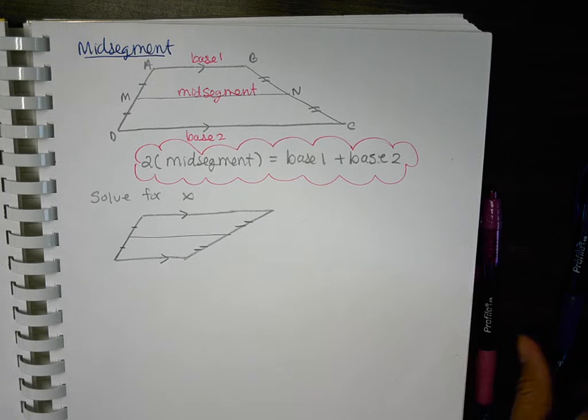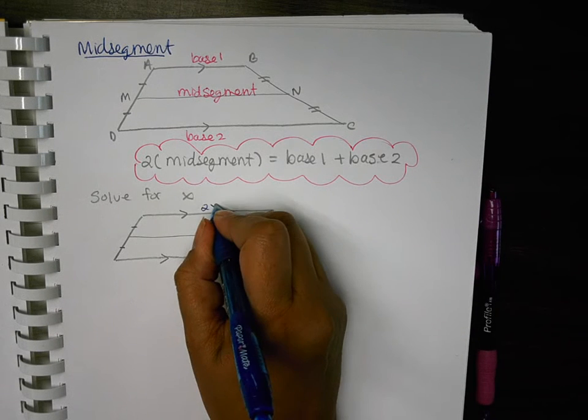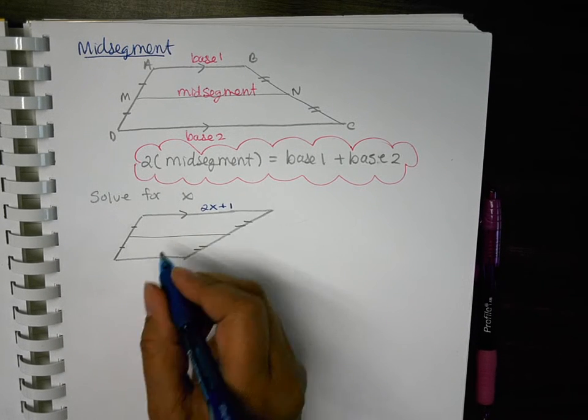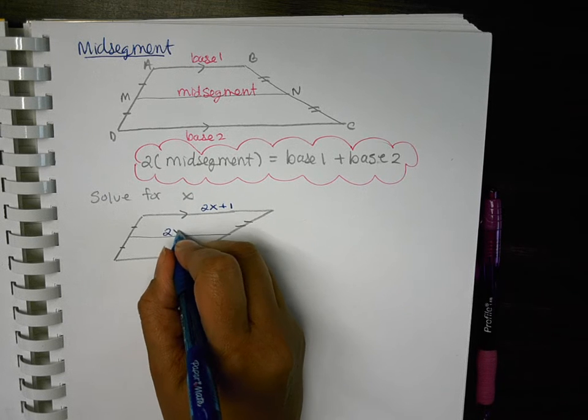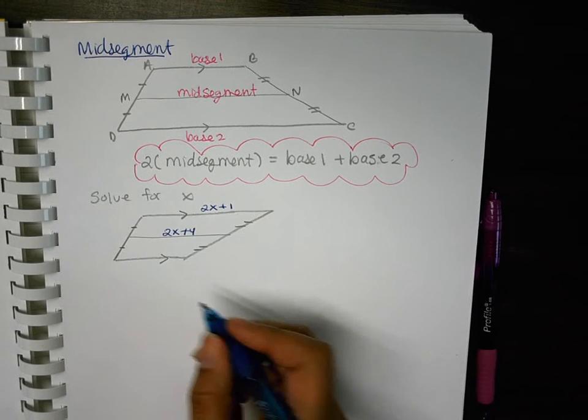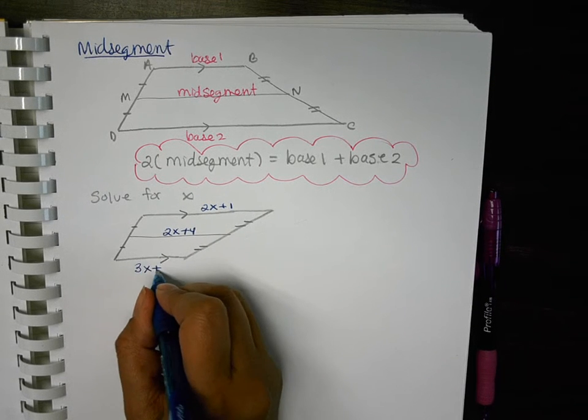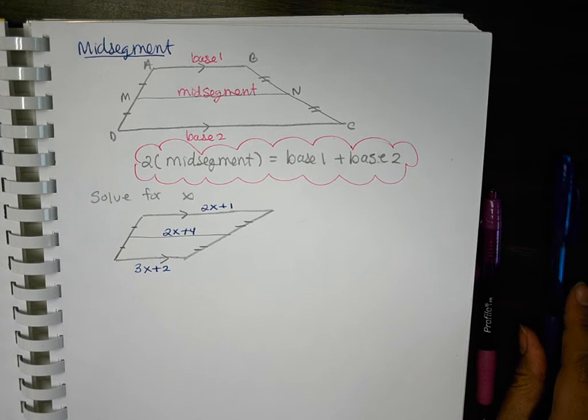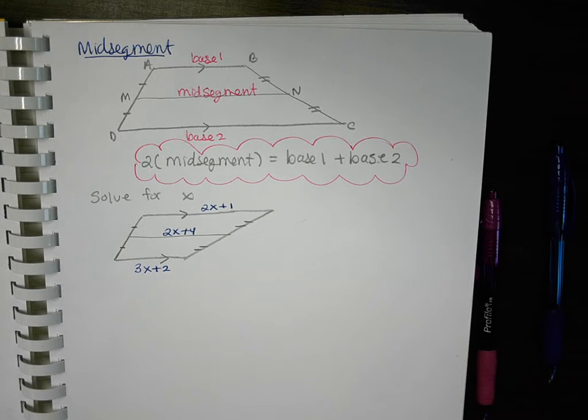I'm going to label. The top, base 1, is 2x plus 1. The mid-segment is 2x plus 4. And the base 2 is 3x plus 2. I haven't done anything yet. Base 1 is 2x plus 1. The mid-segment is 2x plus 4. And the base 2 is 3x plus 2. So far, so good? All right, using our formula, which one do we double?